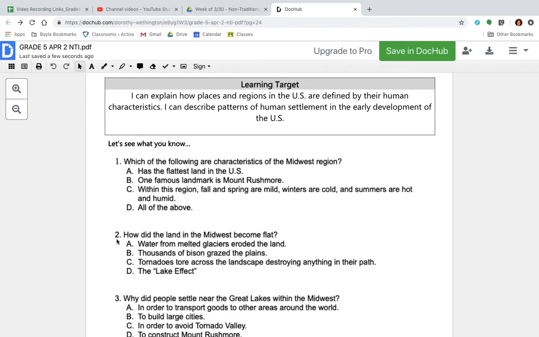Number 2. How did the land in the Midwest become flat? A. Water from melted glaciers eroded the land. B. Thousands of bison grazed the plains. C. Tornadoes tore across the landscape, destroying anything in their path. Or D. The lake effect.